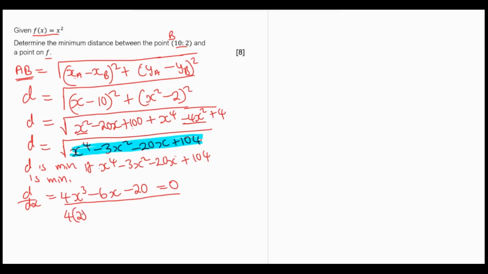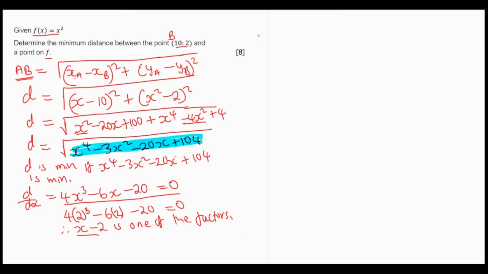So 4 times 2 to the power 3 minus 6 times 2 minus 20, this will give us 0. Okay, because this is 8, and then 4 times 8, that is 32. 32 minus 12, that is 20. 20 minus 20 is 0. So therefore, x minus 2 is one of the factors. So we need to get the other factors by using long division.